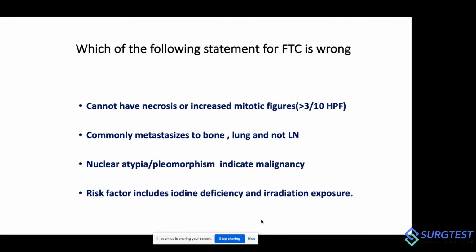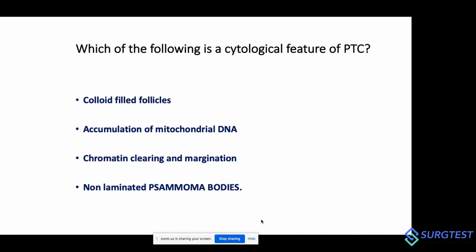So I want to stress on this point actually that nuclear atypia, pleomorphism, or mitosis doesn't indicate malignancy at all, like other cancer in the body. In thyroid, never. Only vascular invasion and capsular invasion in Hurthle cell and follicular thyroid cancer.